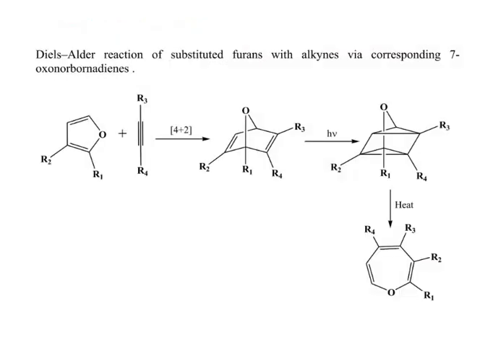So this is the alteration of substituted furan with alkyne via the corresponding 7-oxanorbornadiene. Then you can see the 4n+2 rules. Then it undergoes a photochemical reaction. On heating, it gives the ring-expanded oxepine.